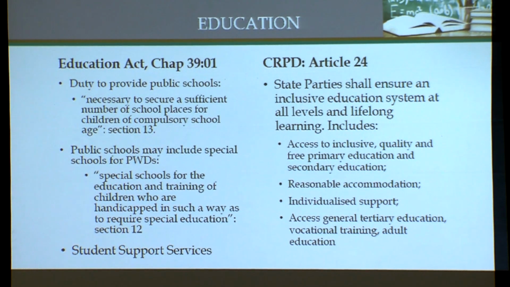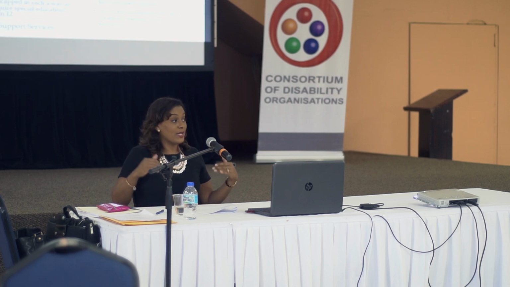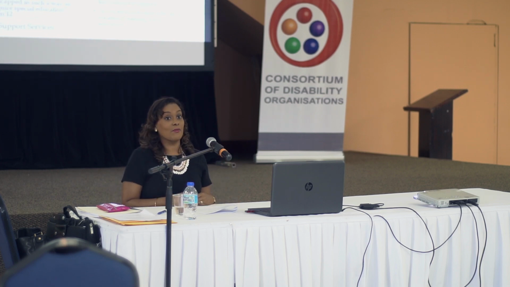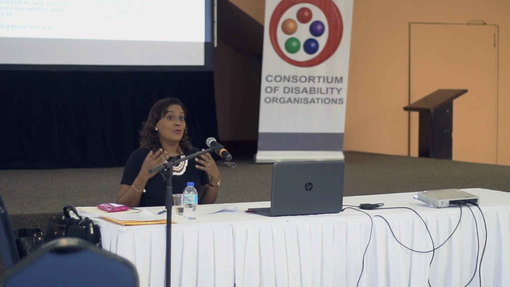So the public schools may include, and look at the wording, special schools, right? But look at what the CRPD is talking about. Tell me where in the CRPD you see the words special school, right? And we have student support services, which I think, again, just like the National Enrichment Center, is not that we have nothing. We have something, but maybe the something that we have could be better, right? And we need to figure out a way to make it better. So things are a little bit better than we think they are.